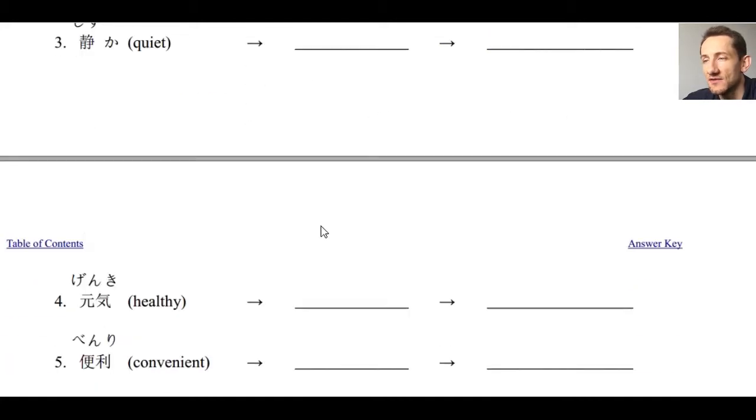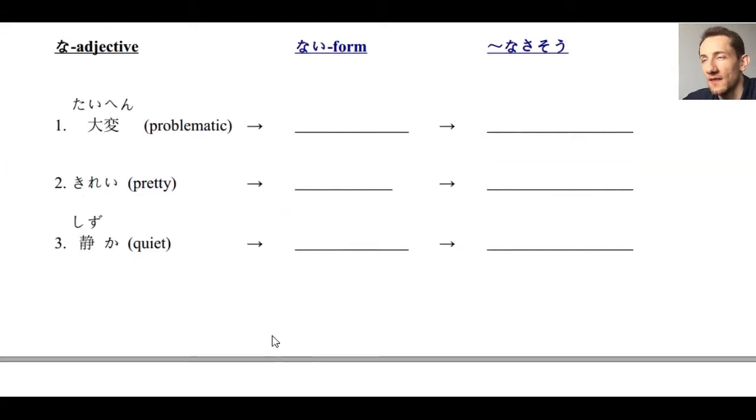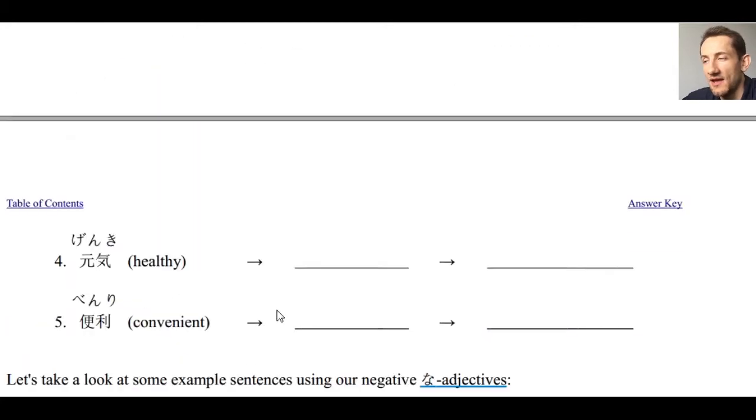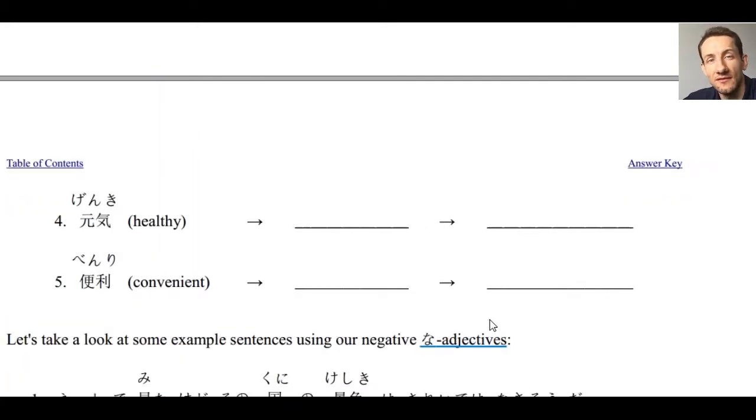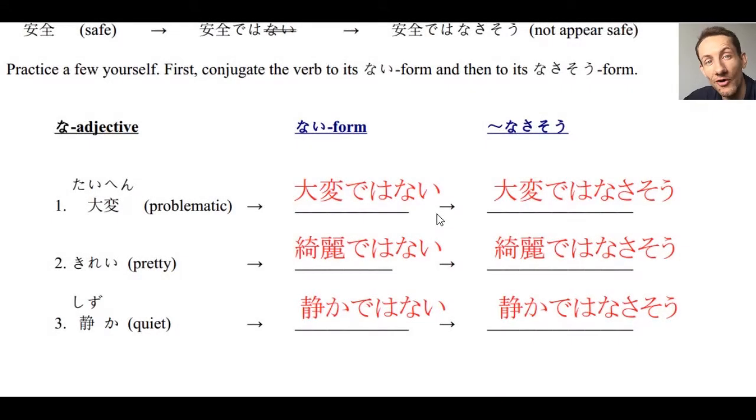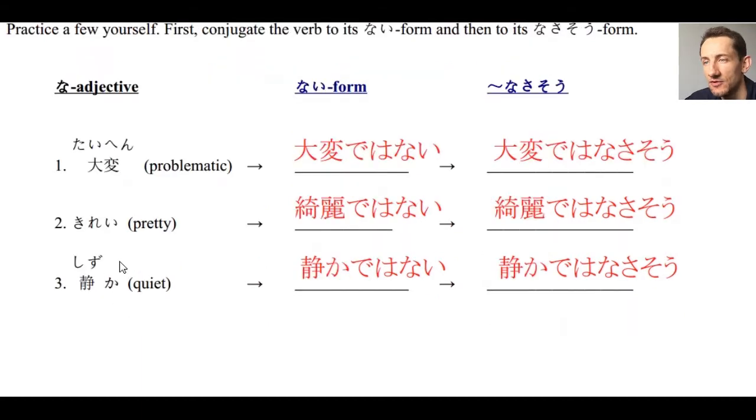Okay, so again we'll practice a little bit. We have the nai form and the なさそう form with our na adjective, so fill in the blanks here. Pause the video, fill in the blanks here, and now we'll check. All right, so number one, we have 大変ではない。大変ではなさそう。Number two, きれいではない。きれいではなさそう。So here we have, of course, the kanji form of きれい。So most people will not write it out this way. You can just use the hiragana, whichever one, but this is what it looks like in kanji.